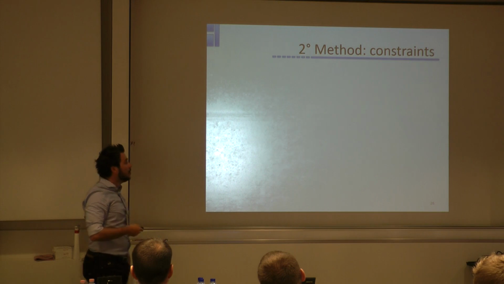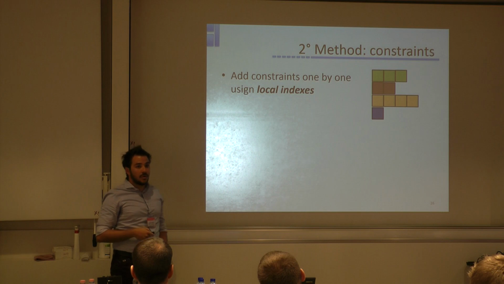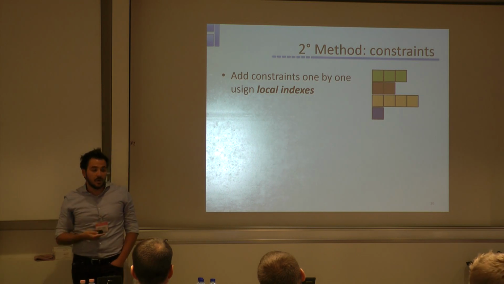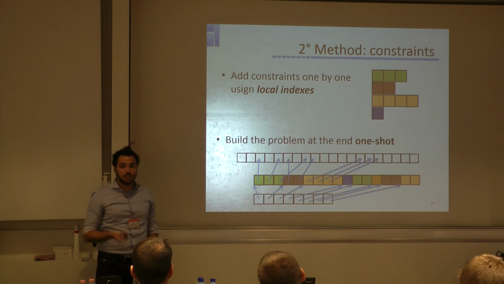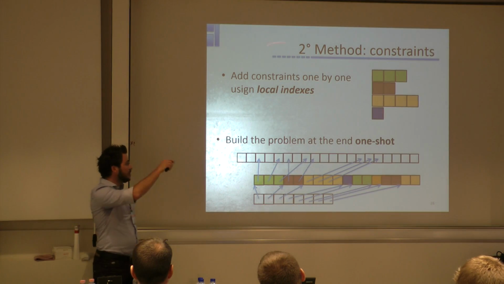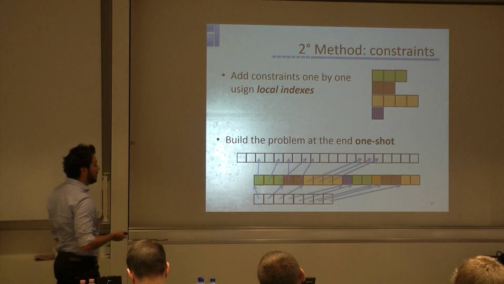Similar thing we can do with the constraints. We can create the constraints all one by one, just using the local indexes, and build the problem at the end with just one shot. Okay, so we are just automatizing the whole process together at the end.